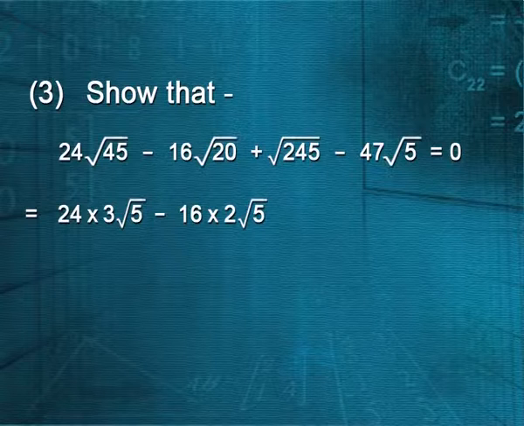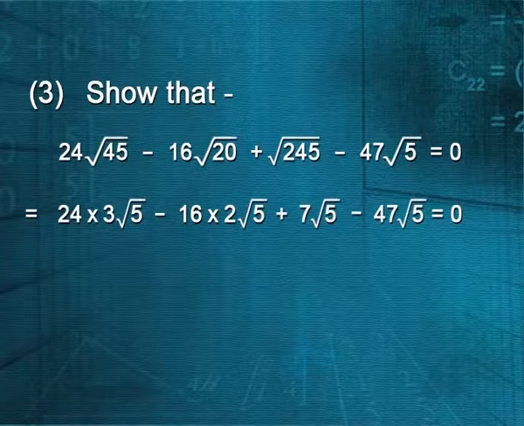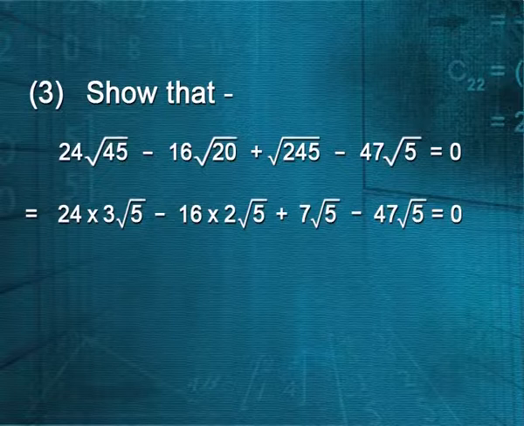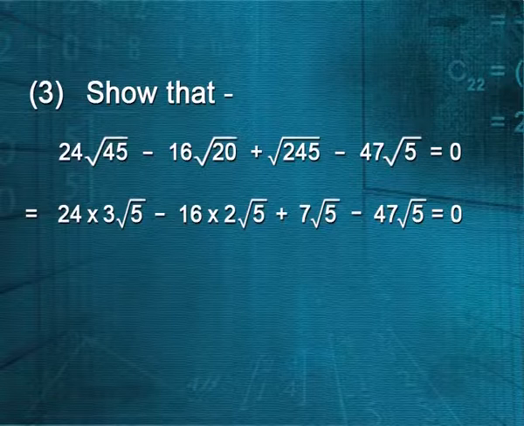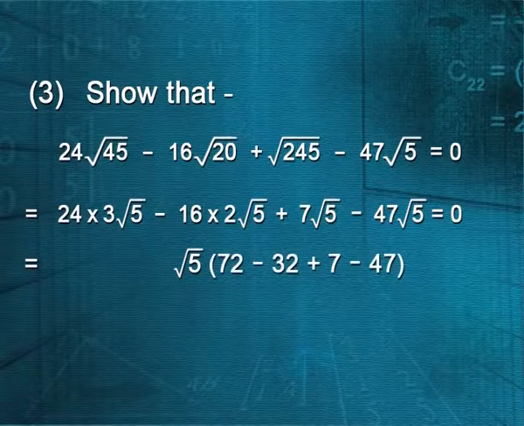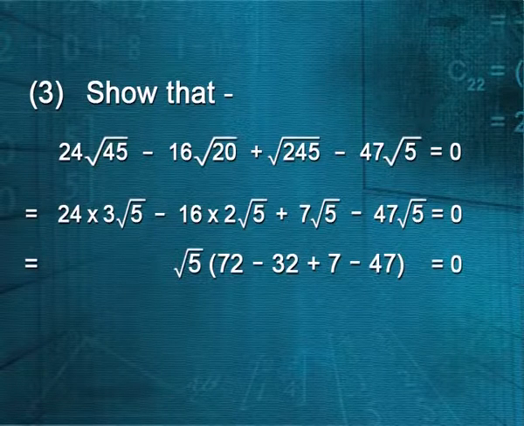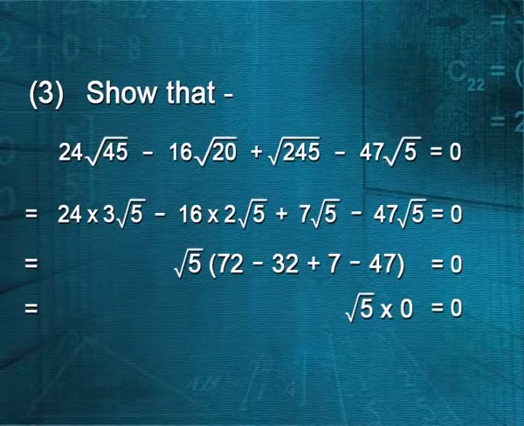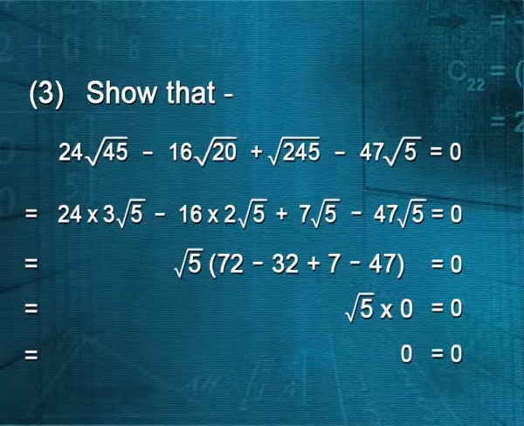The root of 245 can be written as 7 root 5, minus 47 root 5 as it is, because it cannot be simplified further. Now, in all the surds, you find the irrational factor is common, and that irrational factor is root 5. Now we will take root 5 common, and inside the bracket we will get 72 minus 32 plus 7 minus 47, which will give you root 5 into 0, and any number multiplied by 0 is always 0. Therefore, the product of root 5 and 0 is 0, which is equal to the right hand side.